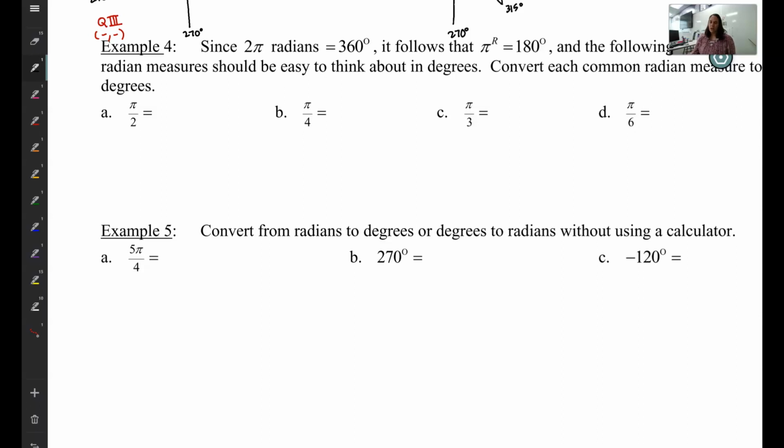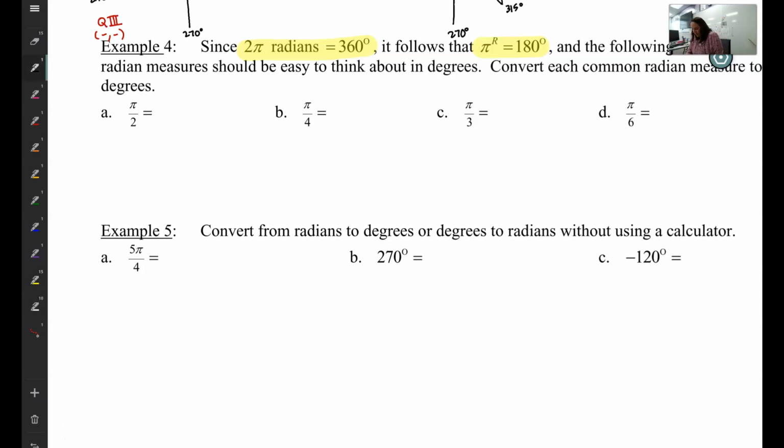Okay, let's talk conversions. If you've ever done conversions in chemistry or something, this should look very familiar. We're going to start with this. We know that 2 pi radians is 360 degrees. 2 pi radians in a full circle, 360 degrees in a full circle. So we also know that pi radians is 180 degrees. Divide them each by 2. We are going to use that for our unit conversions.